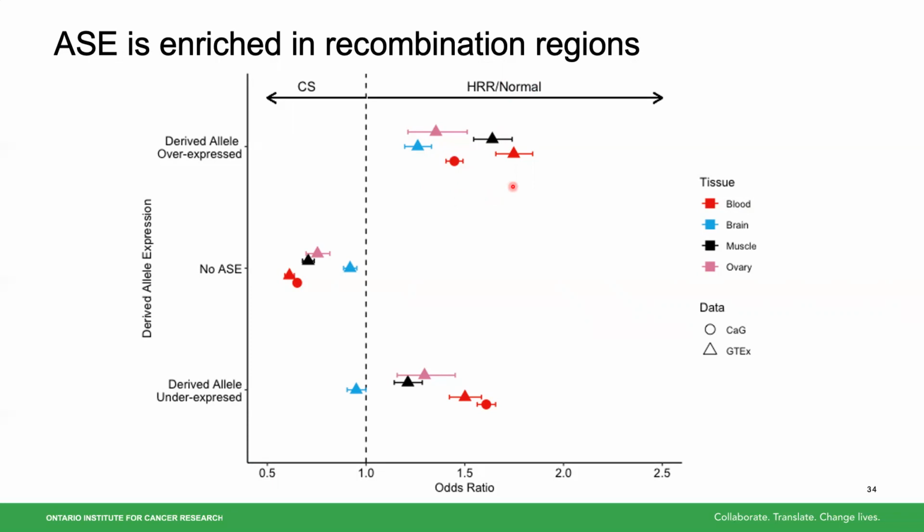So overall, this is suggesting that ASE is not randomly distributed along the genome, and that recombination rate seems to influence ASE variability. And it's likely because of the influence that recombination has on natural selection.